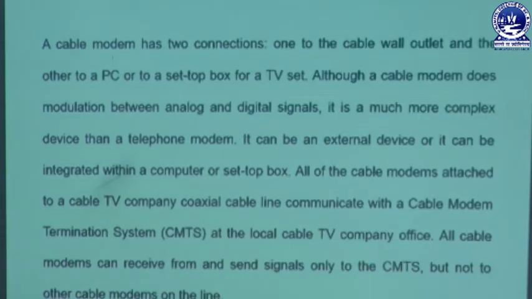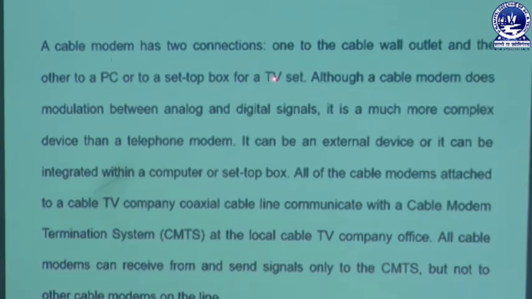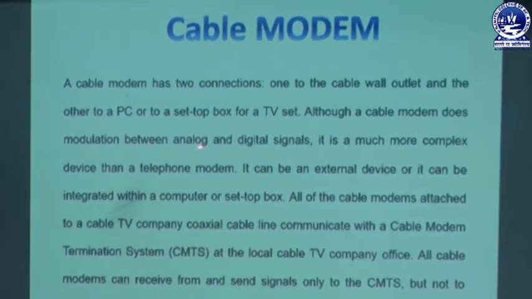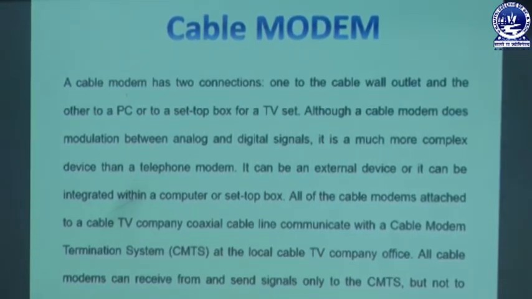Next category is about a cable modem. So what do you mean by cable modem? Cable modem has two connections, one to the cable wall outlet and the other to the PC or to the set-top box of a TV set. Although a cable modem does modulation between analog and digital signal, it is a much more complex device than a telephone modem. It can be an external device or it can be integrated within a computer or set-top box.